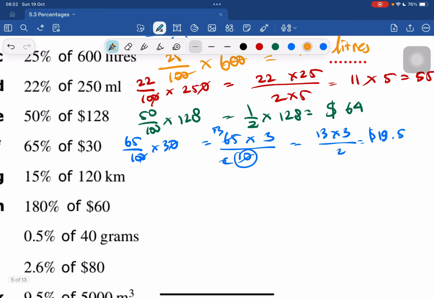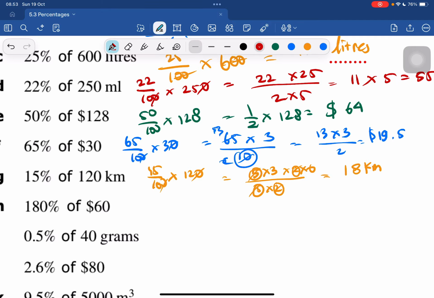Next we got 15%. So 15 over 100 times 120. So divide by 10. So we got 15 over 10 times 12. So 15 is 5 times 3. This is 5 times 2. And then 12 is 2 times 6. Okay, 5 and 5 we can cancel it. 2 and 2 we can cancel it. So the rest is only 3 times 6, which is 18 kilometer.